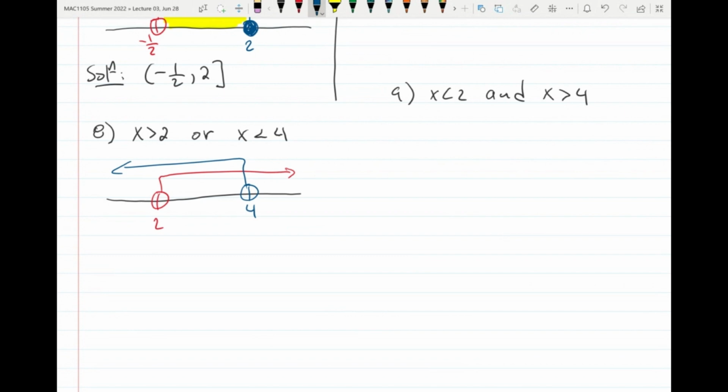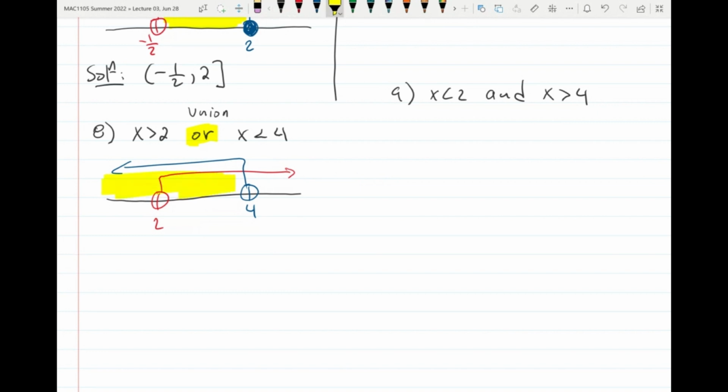Okay, so what do we do now? What does the word or stand for? That's union. So it's either one or the other, right? So either x is bigger than 2 or x is less than 4. So that means union. In other words, combine. So when we combine, what do we get?